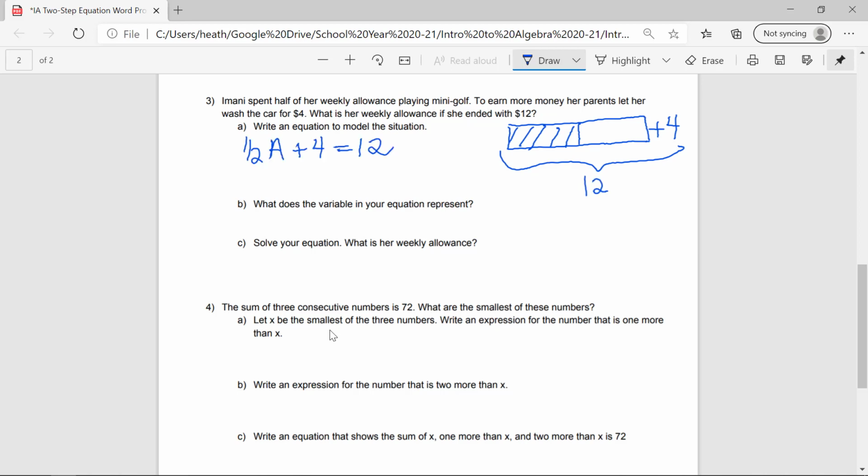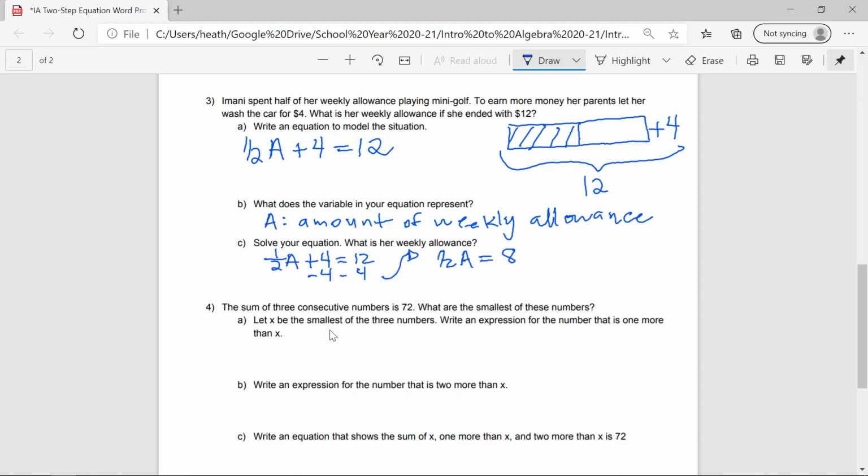So I see that half her allowance plus the extra $4 left her with 12. So that's the way that I wrote my equation. Yours might be slightly different. And A is the amount of her weekly allowance. And then we'll go ahead and solve that. I'm going to multiply by 2 on both sides. So I've got A equals 16. So her weekly allowance is $16.